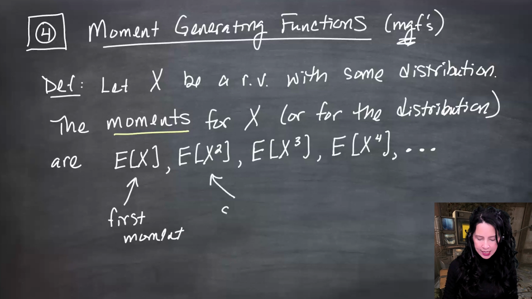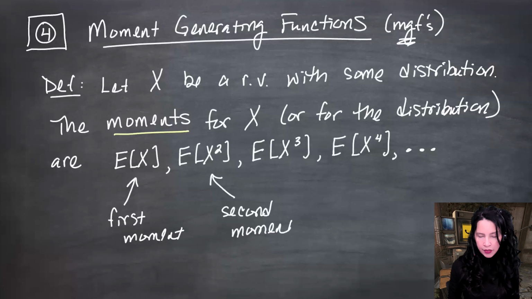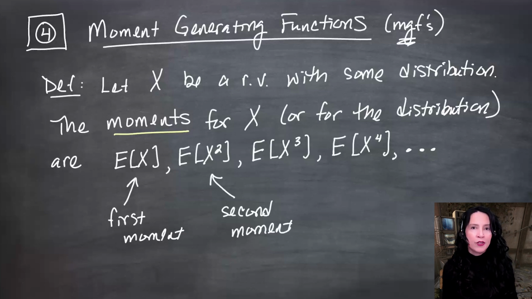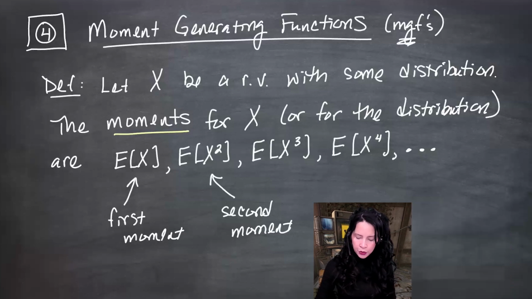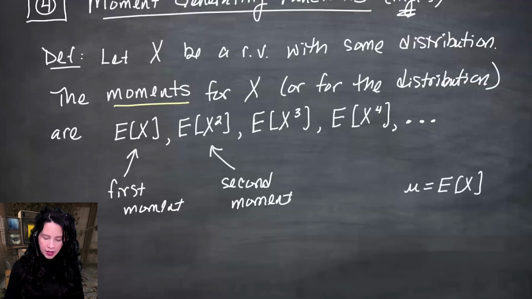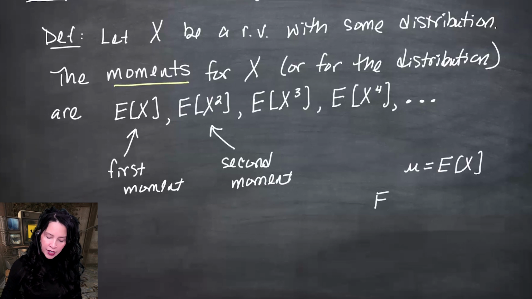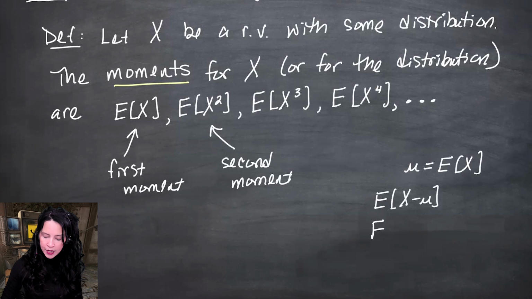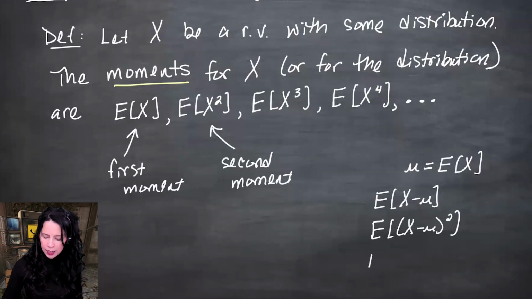This is the second moment, etc. The third moment, the fourth moment. And so if you've seen moments before, you might have seen like a minus mu in here. So recall that we use mu to denote the mean of a distribution or a random variable. And moments can also be defined as the expected value of X minus mu, the expected value of X minus mu squared, the expected value of X minus mu cubed, and so on.